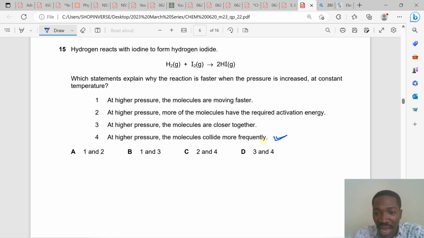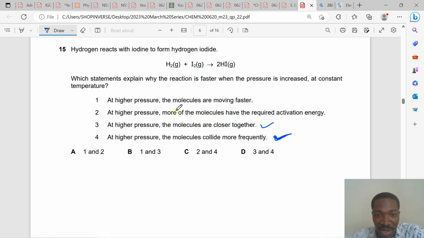When the pressure is high, the molecules will collide more frequently, and that will encourage the forward reaction. That would encourage the formation of products, so the reaction will be faster. Also, at high pressure, the molecules are closer together. For the reaction to take place, these two molecules must come together and engage in a reaction. So when the molecules are closer together, the reaction can take place. If they are far apart, there will be no reaction between the molecules. So this is also reasonable.